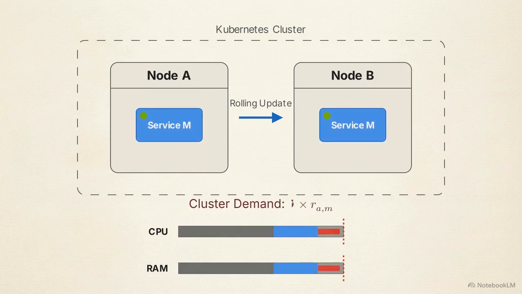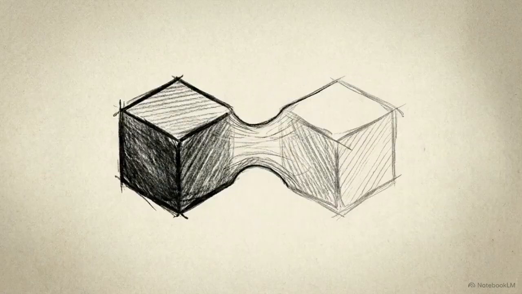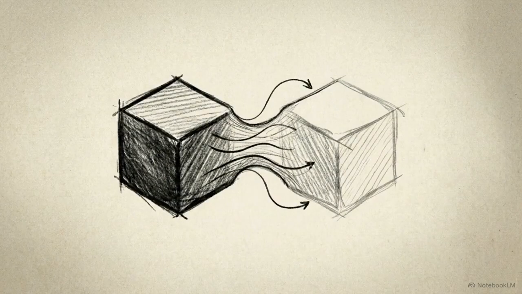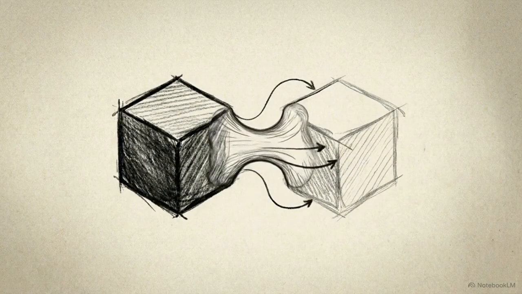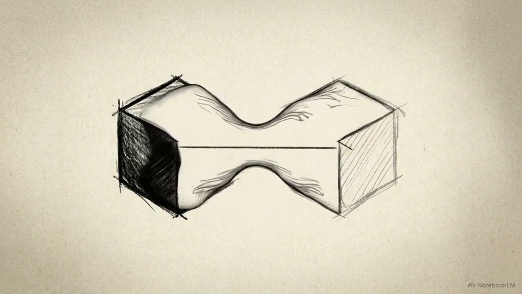It temporarily consumes double its normal CPU and memory footprint across the cluster. Standard bin packing schedulers view migrations as instantaneous teleports, making them entirely blind to this transient doubling of resource consumption. A live migration functions like biological cell division. The process requires twice the physical space before the instances can successfully separate.